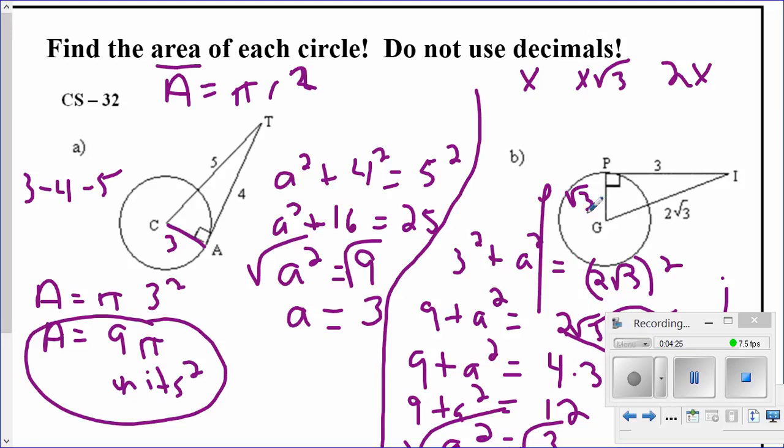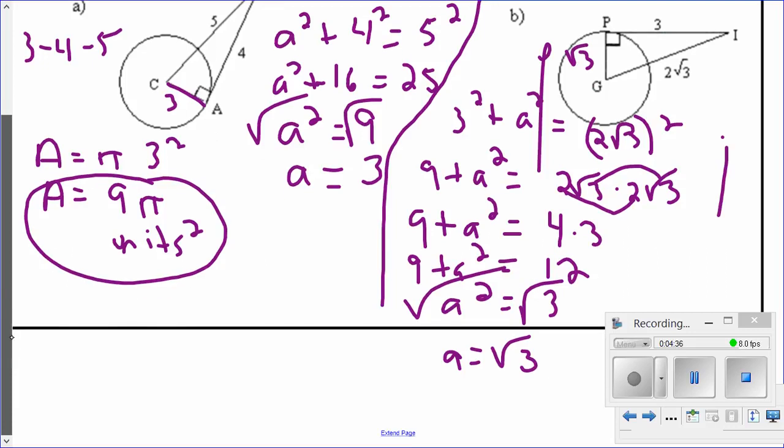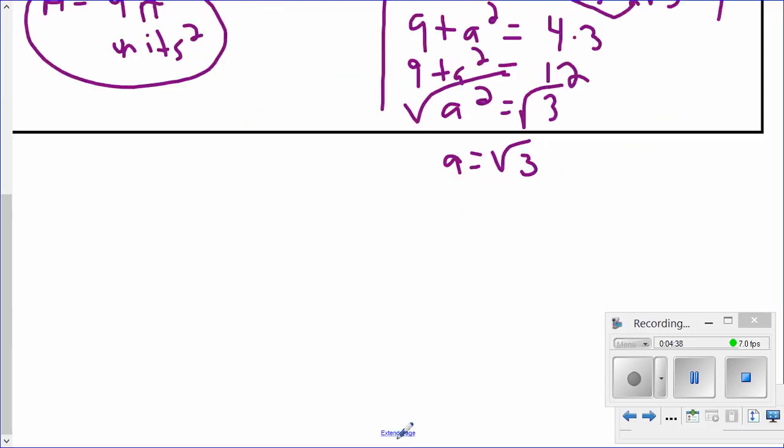So now that I see the hypotenuse is 2 times that, I have just confirmed that this is a 30, 60, 90 triangle. But anyway, we know the radius. That's all we really care about. And let's use it to get the area.